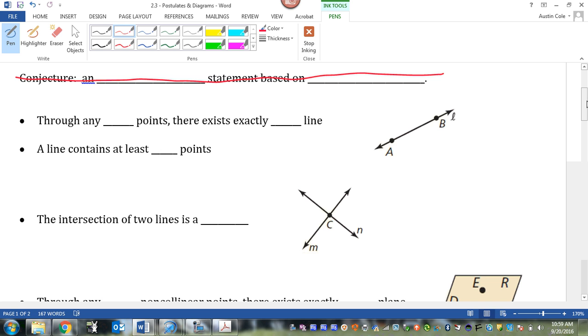Okay, Courtney, what's a postulate? A rule in geometry that is accepted without proof. Exactly right. So we use postulates as your common knowledge stuff, your basic stuff that we need to prove other things. Okay? So this one: through any two points there exists exactly one line.